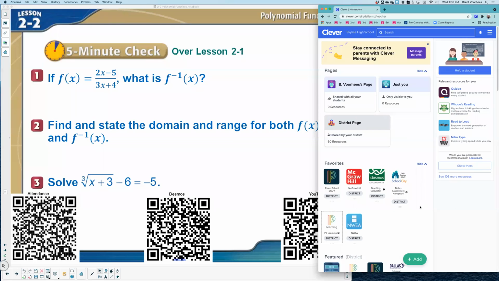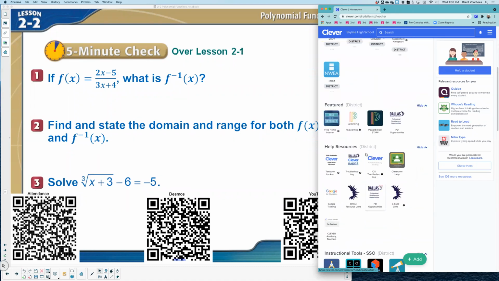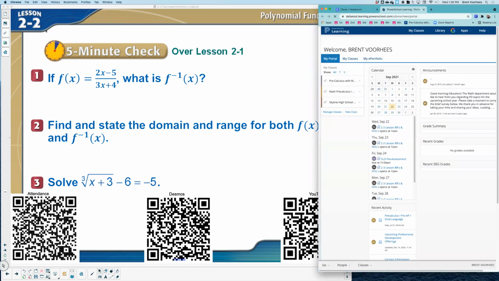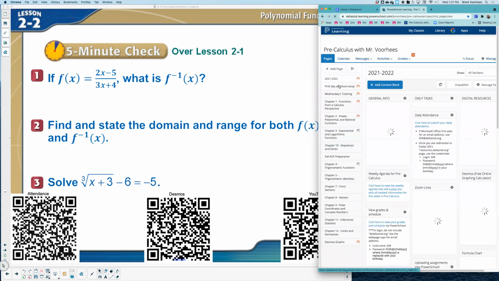All right, lesson 2.2. What I'm going to do first is open up PowerSchool Learning. Whoops, I actually unfavorited. I want to open it. So I want to open up PowerSchool Learning, and I'm going to get into my class. Lesson 2.2 means it's chapter 2, lesson 2. So go to the chapter 2 folder, and I ask you to do a couple things today.